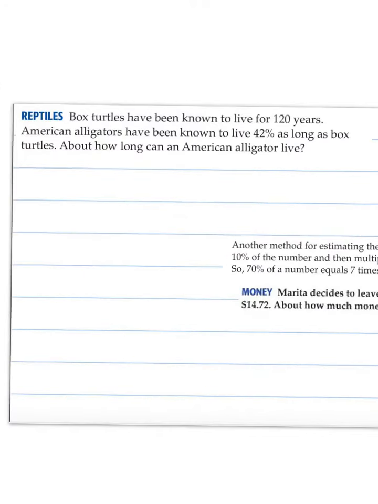All right, here's an example to look at. It says, box turtles have been known to live for 120 years. American alligators have been known to live about 42% as long as box turtles. How long can an American alligator live? We notice this word about, which means that we are going to estimate, so we're using fractions that are a little bit easier to work with. So 42% is really close to 40%. If we do 40 out of 100, that simplifies down to 2/5. That's a nice fraction to work with.